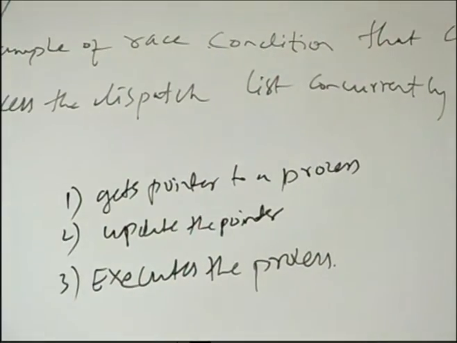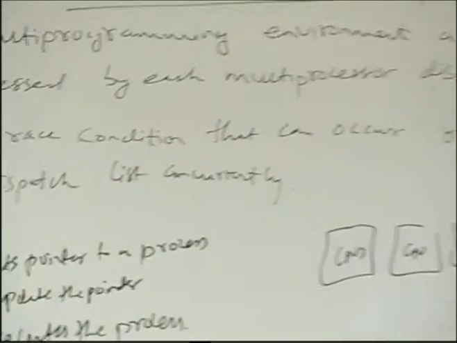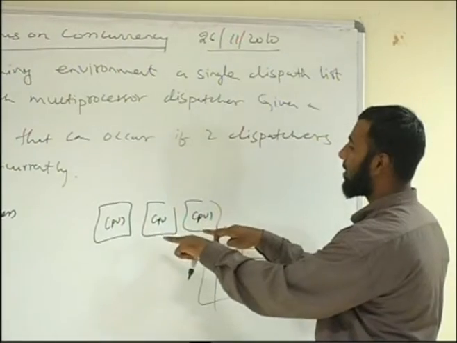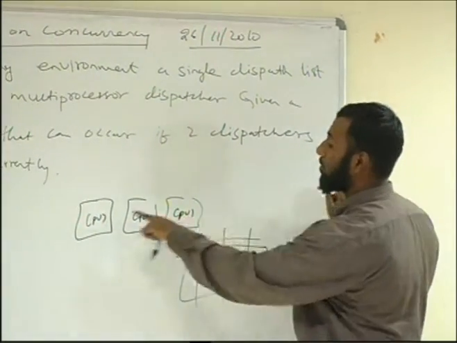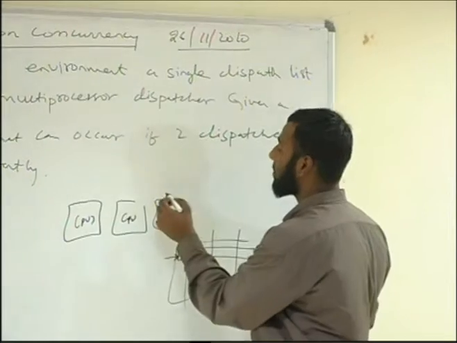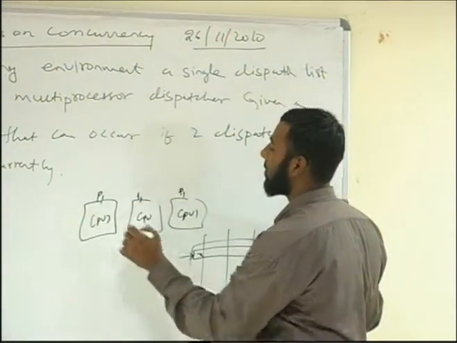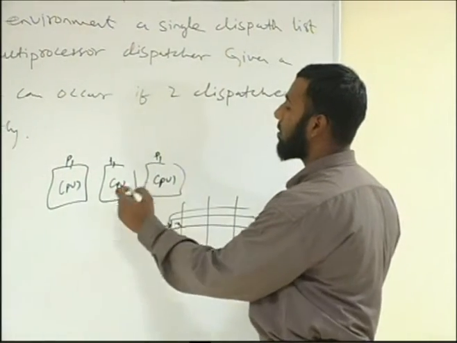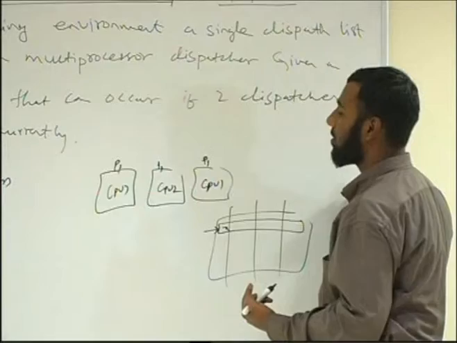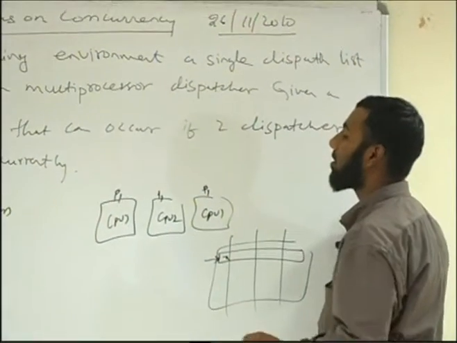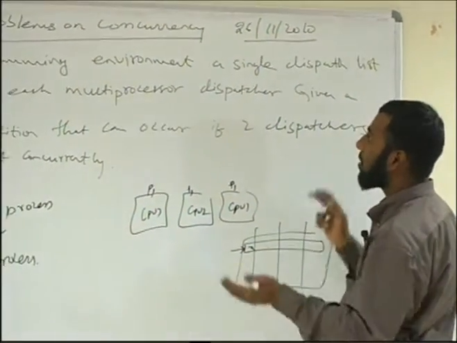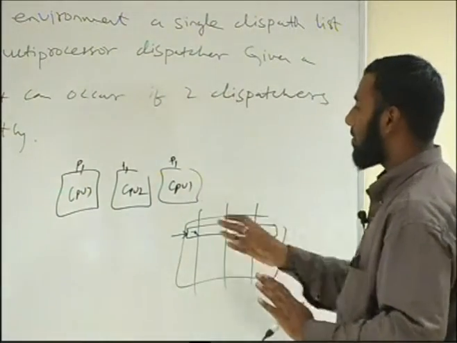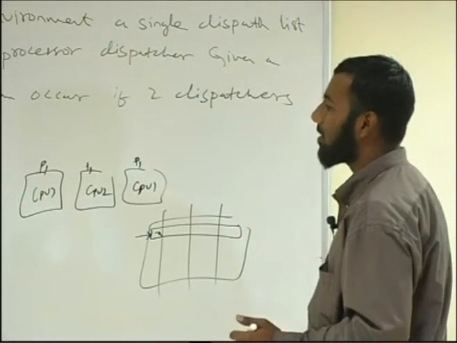Now when three of the CPUs are seeing the same process address, all of them will update the pointer to the same process, and all three of these CPUs are executing the same process, which is P1. The efficient utilization would be if CPU 1 would be executing process Pi, CPU 2 would be executing process Pj, and CPU 3 would be executing process Pk. But here, because of this concurrency, all of these CPUs are executing the same process.